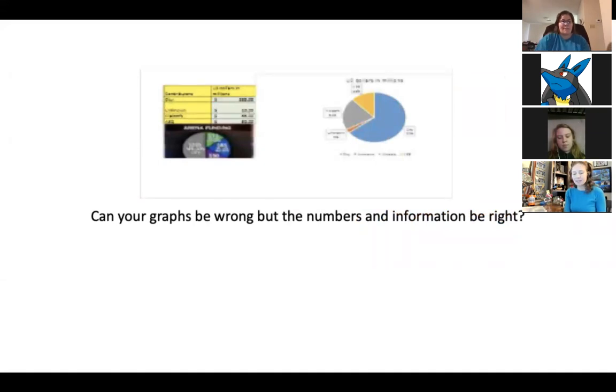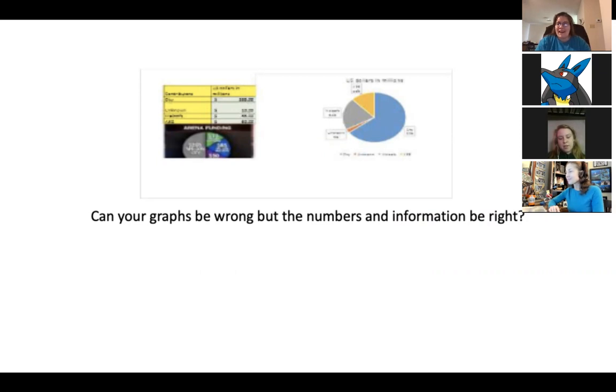Mitchell, can you ask Ruby her question? Can your graphs be wrong, but the number and information be right? Your graphs can be wrong because if you got the right calculations or information, the graphs could be wrong and it could mess up everything. And it wouldn't be the right info. So if we took a survey of people, how do we know that their answers are right? If we don't have the right answers, are you saying our graph can't be right? Yes. Your answers have to be right for your graph to be right.